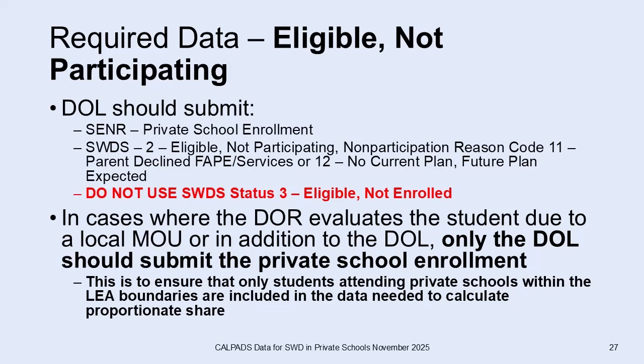Okay, that's it. The reason, folks, is in order to accurately pull out students that you need to count for purposes of proportionate share, you should be counting those students that are enrolled in private schools within your district. But right now, if the districts of residence are also creating private school enrollments for students that they're evaluating that attend private schools in other districts, that district of residence's proportionate share calculations are going to be wrong. Okay, and they would have to dive a lot deeper in the data to figure that out.